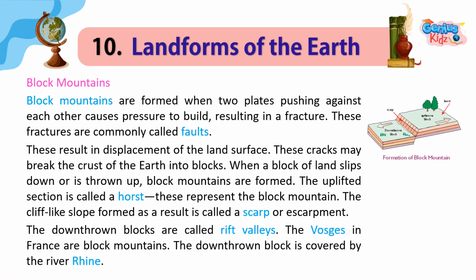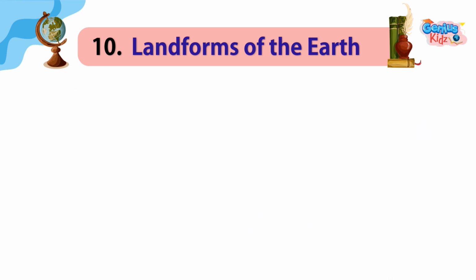The uplifted section is called a horst. These represent the block mountain. The cliff-like slope formed as a result is called a scarp or escarpment. The downthrown blocks are called rift valleys. The Vosges in France are block mountains. The downthrown block is covered by the river Rhine.